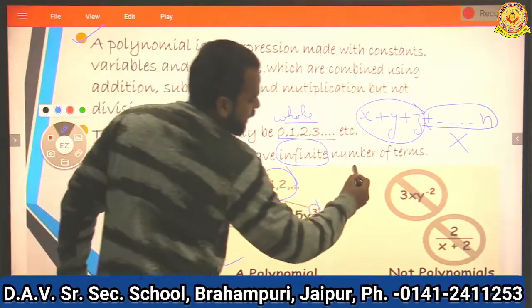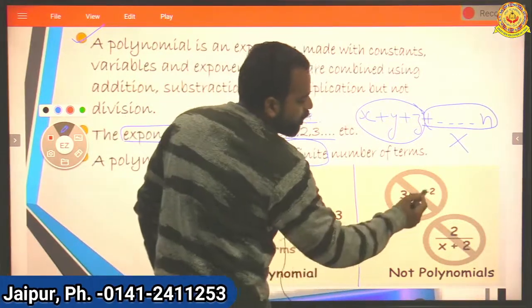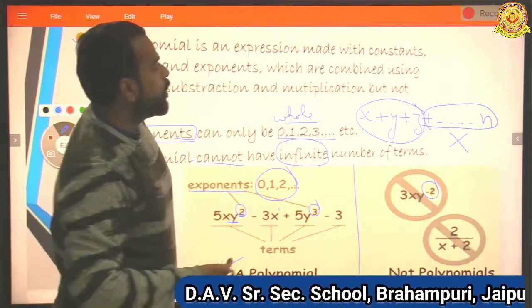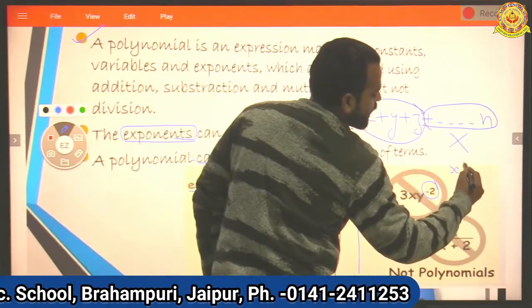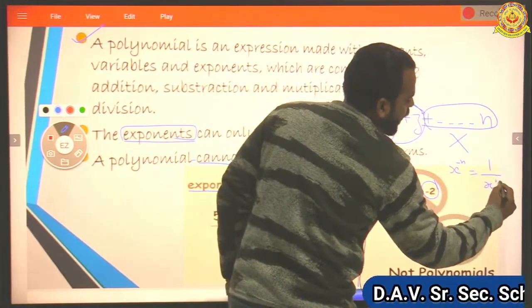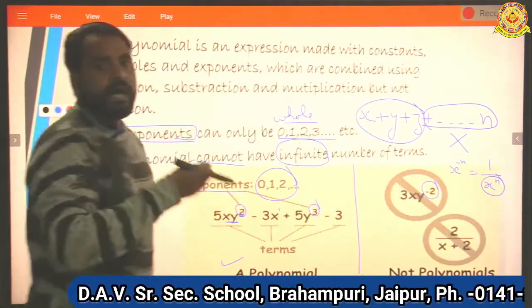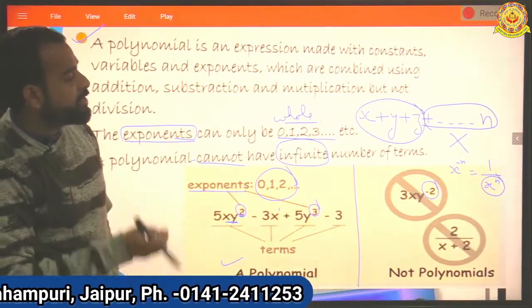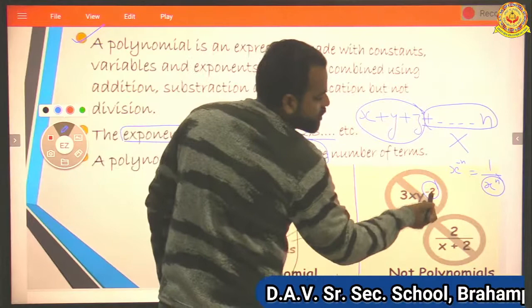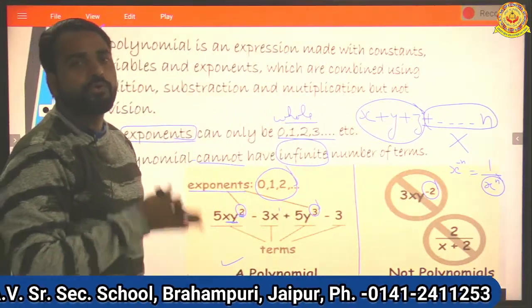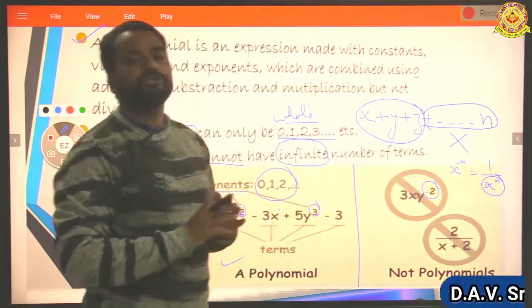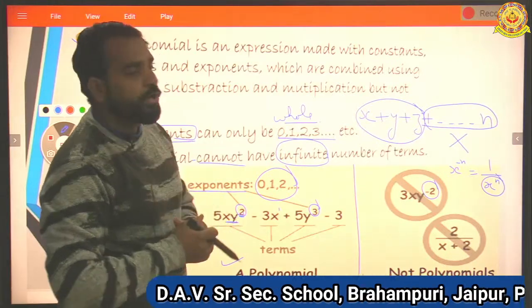On the other hand, these are not polynomials because here the exponent is coming negative, minus 2. We all know that when there is a minus power, for example x raised to the power minus n, it is actually 1 upon x raised to the power n. So the base is coming in the denominator, and whenever the variable is in the denominator, that is not a polynomial. Similarly, y raised to the power minus 2: minus 2 is an integer, not a whole number. That's why 3x y raised to the power minus 2 is not a polynomial.